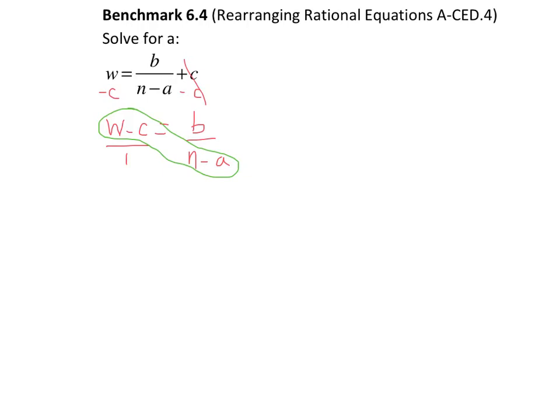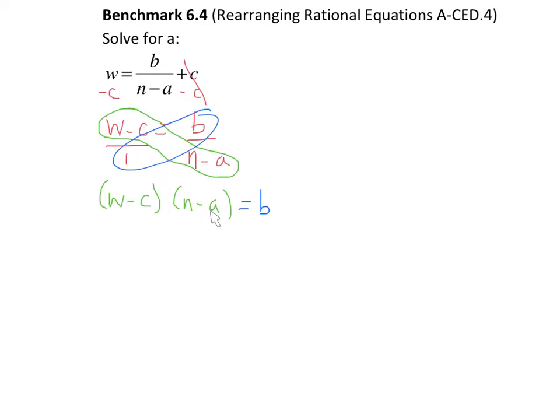Okay. So when I do that, I'll have w minus c times n minus a. And then I'm going to multiply this, which is b. So our goal, again, is to get the a out of the denominator. We just don't want it down there. So I cross multiplied. Now, you could have noticed and just multiplied both sides by n minus a. It would have been the same thing. But I thought proportion might be easier to see. Again, you could have just multiplied n minus a to both sides, and you get the same thing.